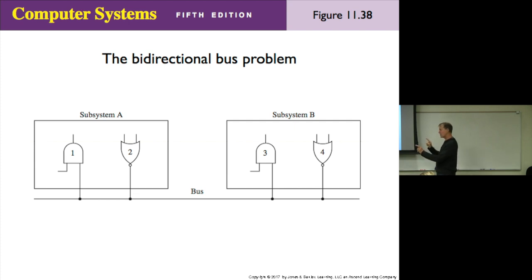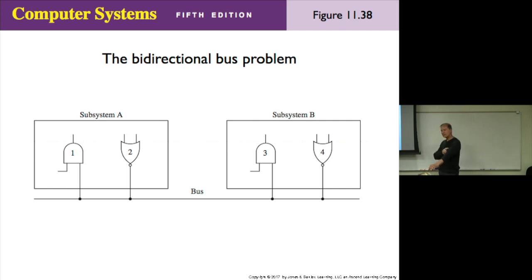Now tell me, which ones do we have to coordinate? 2 and 4. Tell me just descriptively, if we want to send something from subsystem B to subsystem A, what do we have to shut down? Input to 3 and the output of 2? Or just the output of 2?